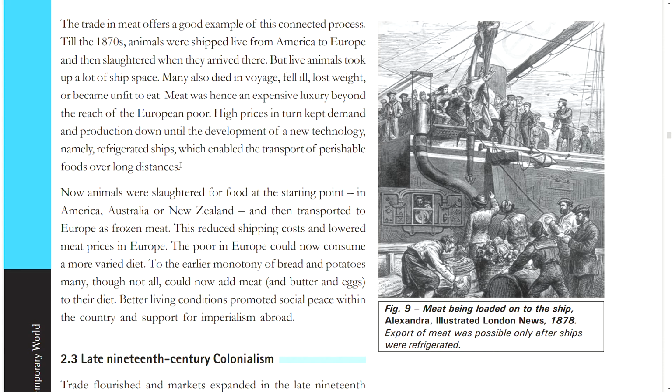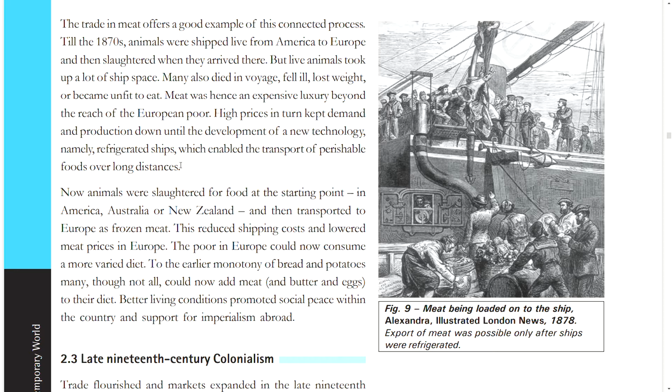The trade in meat offers a good example of these connected processes. Till the 1870s, animals were shipped live from America to Europe and then slaughtered when they arrived there. But live animals took up a lot of ship space. Many also died in voyages, fell ill, lost weight, or became unfit to eat. Meat was hence an expensive luxury beyond the reach of the European poor.